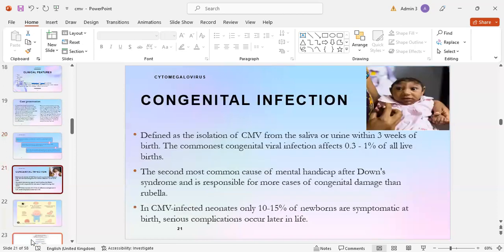Congenital infection is defined as isolation of cytomegalovirus from saliva or urine within 3 weeks of birth. It is the commonest congenital viral infection, affecting 0.3 to 1% of all live births. It is the second most common cause of mental handicap after Down syndrome and is responsible for more cases of congenital damage than rubella. In cytomegalovirus infected neonates, only 10 to 15% of newborns are symptomatic at birth, and serious complications occur later in life.